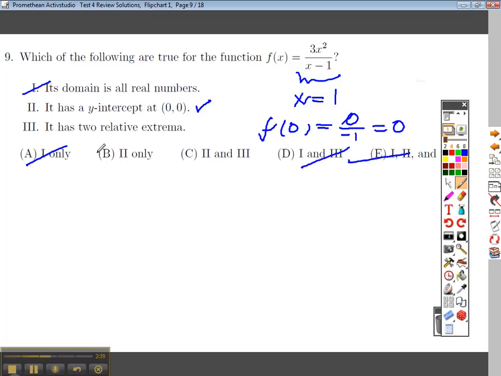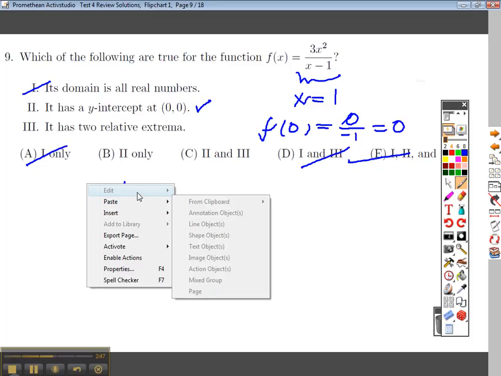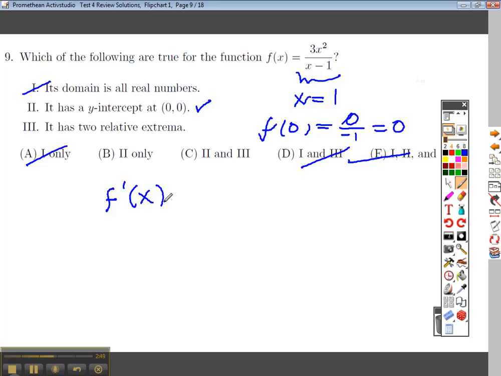It has two relative extrema. To figure that out, I'm going to have to apply the first derivative test. So I'm going to take the first derivative of this function, f prime of x. Notice the quotient rule is going to apply here. Quotient rule says low d high. So I'm going to go x minus 1. D high is 6x, minus high d low, which is 3x squared, and then the derivative of the bottom is 1. Square the bottom, x minus 1 squared.